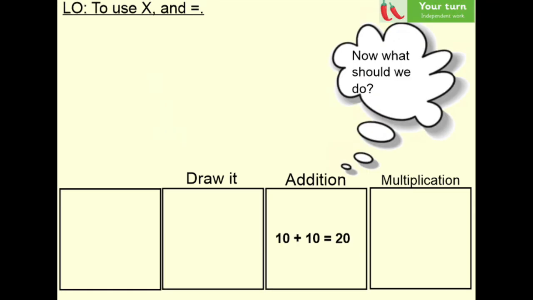Have a look at this one. Now it's your turn. Pause the video and see if you can complete my table. Can you draw it? Find the multiplication sentence and write that sentence at the start about how many equal groups there will be with how many in each group. We'll come back for a check in a moment.